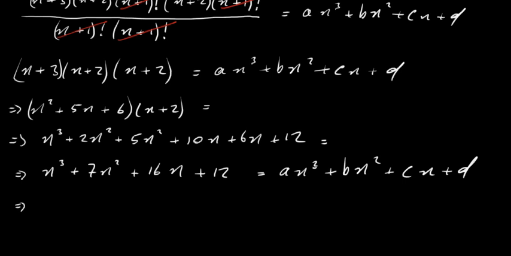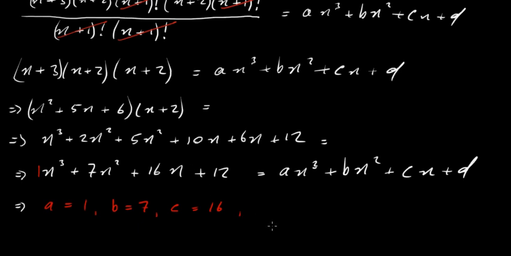Now if you look at the coefficients here, you can see that we have a 1 here, we have an a here, so we can see here that a is going to be equal to 1. Now we have a 7 here in front of the n squared, and we have a b here, both plus, so we have b then is going to be equal to 7. The coefficient of the n here is plus 16, and we have a plus c here, so we can see here that c is going to be plus 16.